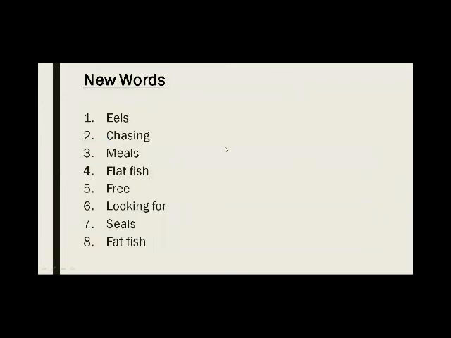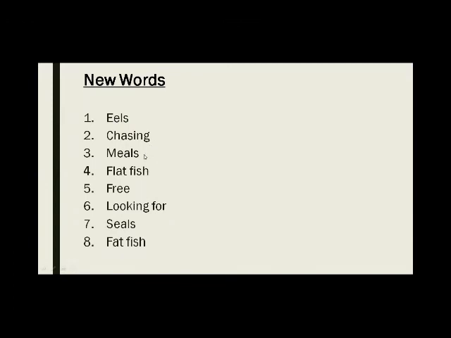Okay, now moving towards new words. These are the words that you have learned, that you have read in the poem. Okay, the first word is eels. Eels is a sea animal. Eels are the animals that are living in the water. Okay, chasing is the new word. Read with me these new words so you can pronounce them correctly.